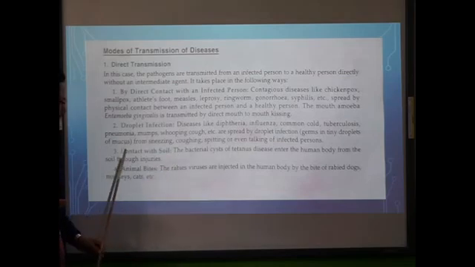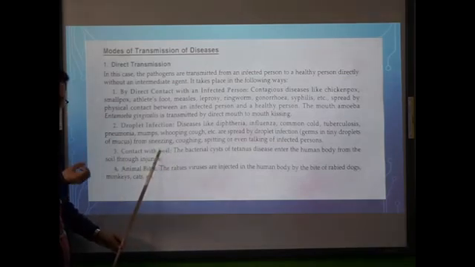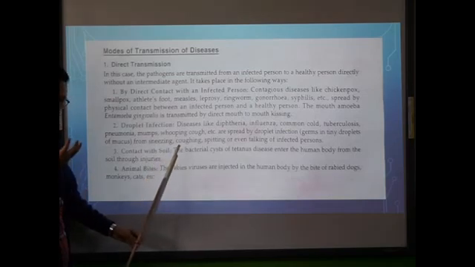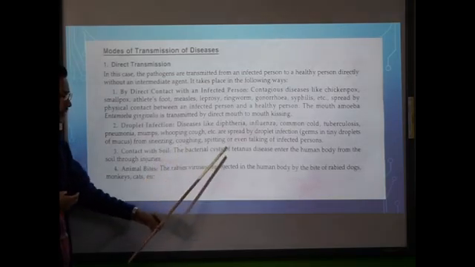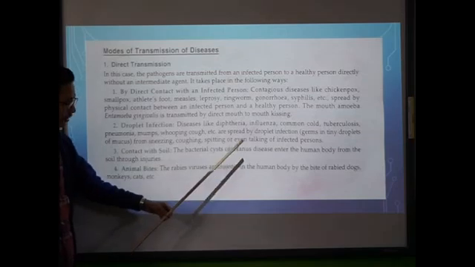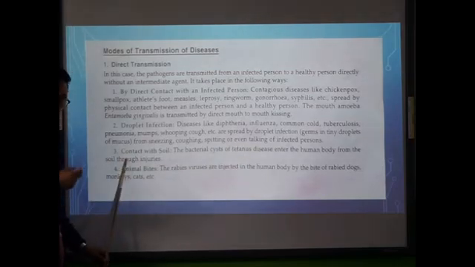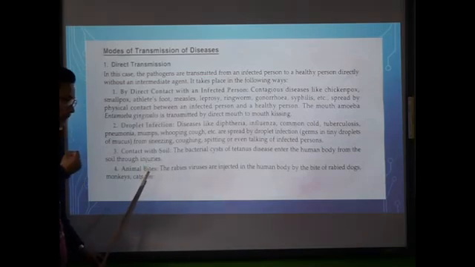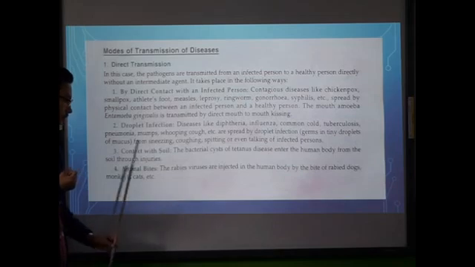Number 3. Contact with the soil, because soil is also a reservoir of many harmful pathogens. Mainly in the soil we will find the bacterial cysts of tetanus, which mainly enter the human body from the soil through injuries. Animal bites also, mainly the rabies virus, can enter into the body by the bite of a dog or any other animal, let's say pigs or cattle.